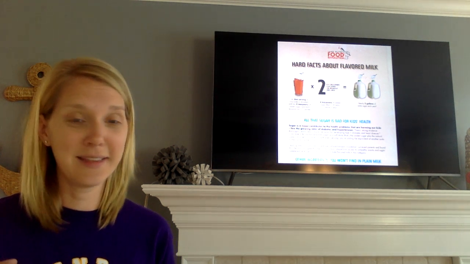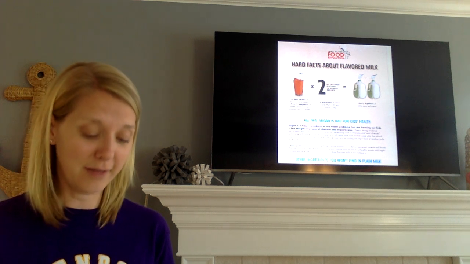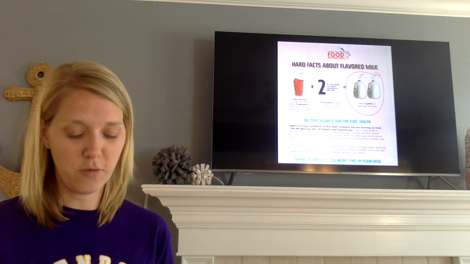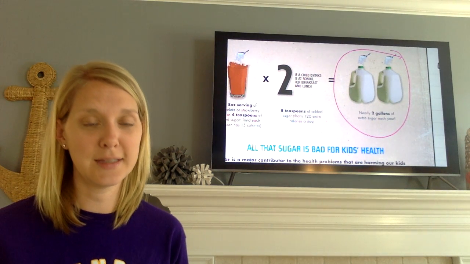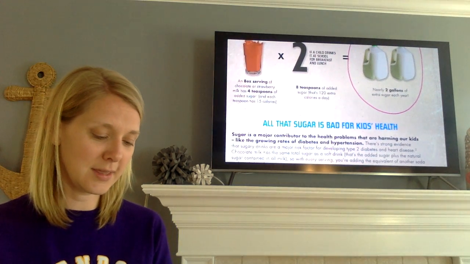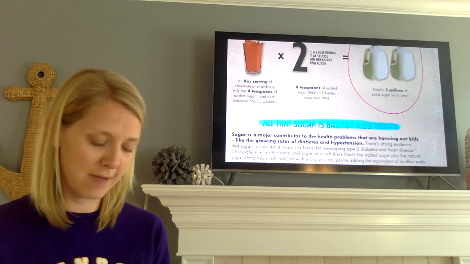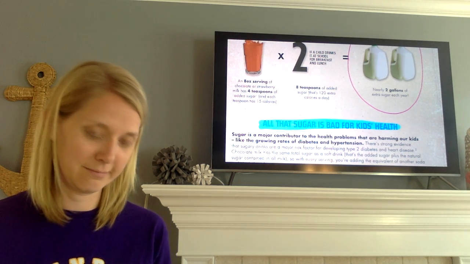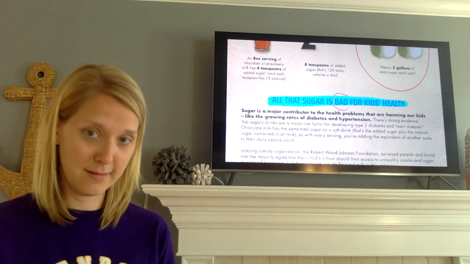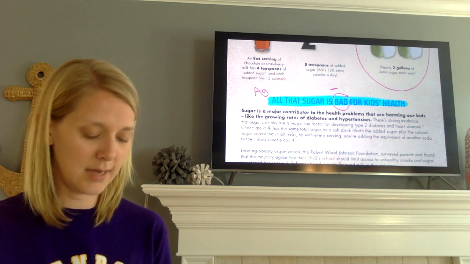I'm thinking this poster article is against chocolate milk because no parent wants their kid having 2 gallons of extra sugar a year. Let's look at this title here too. All that sugar is bad for kids' health. That tells me when you have the word bad, we know that that is negative. So we think that this is against.